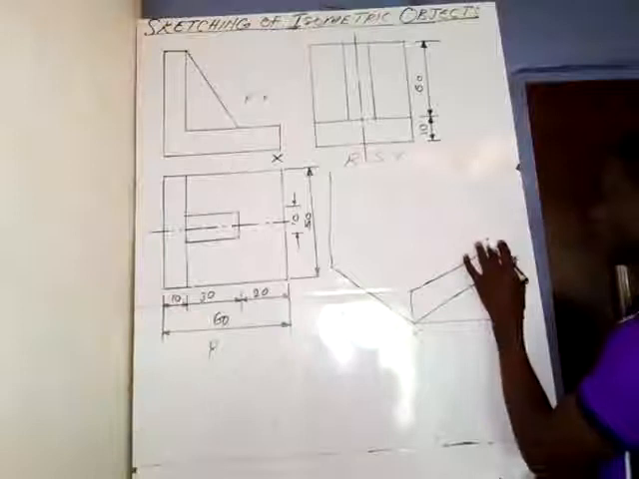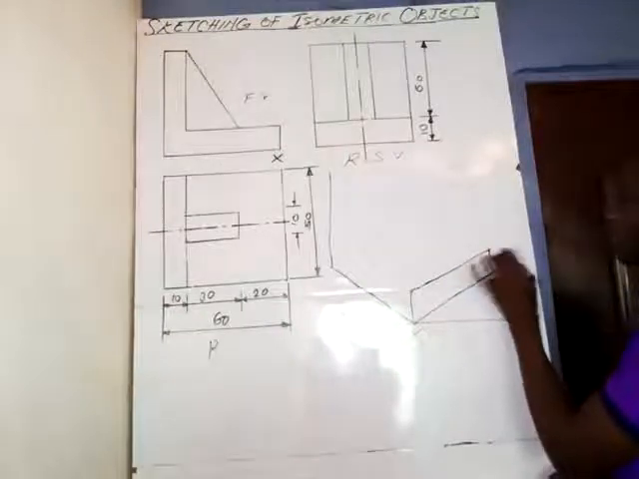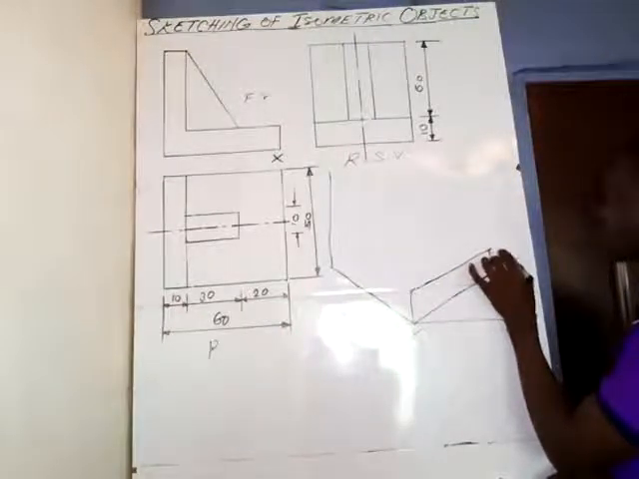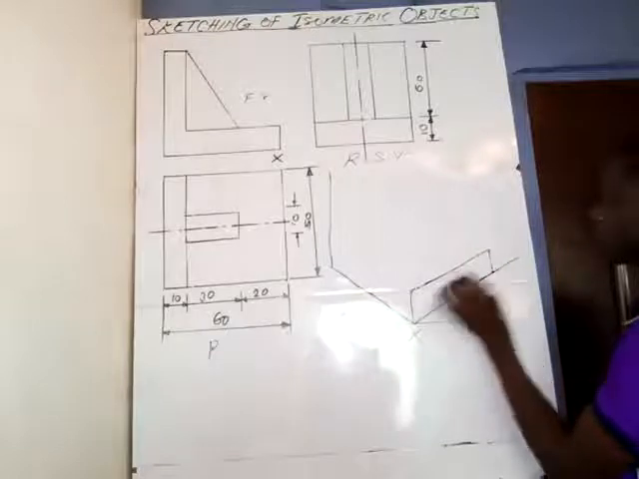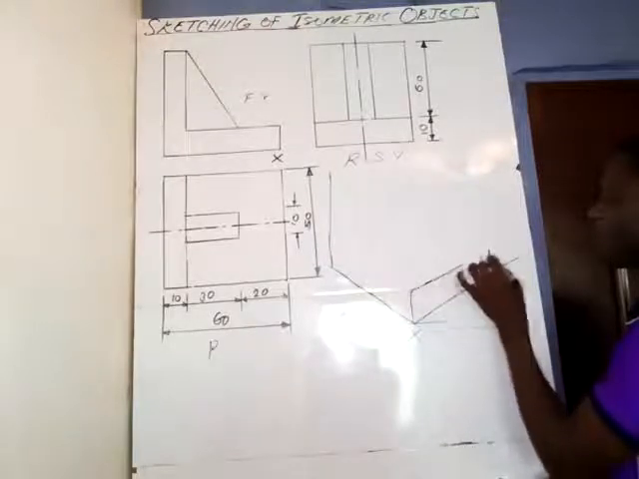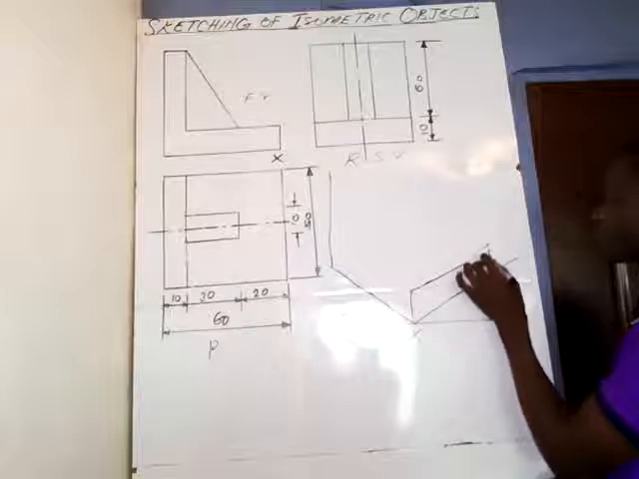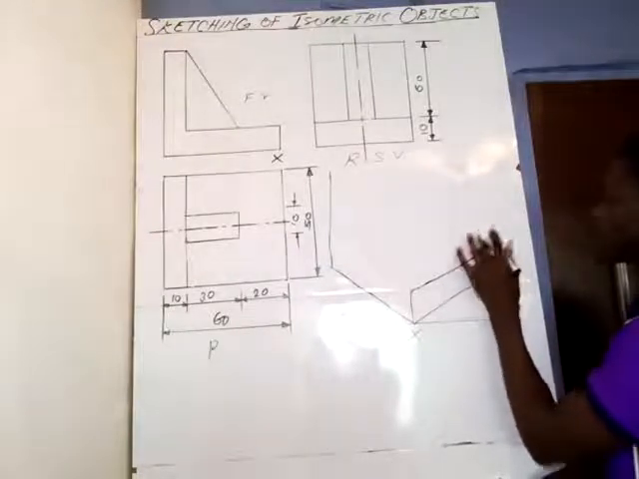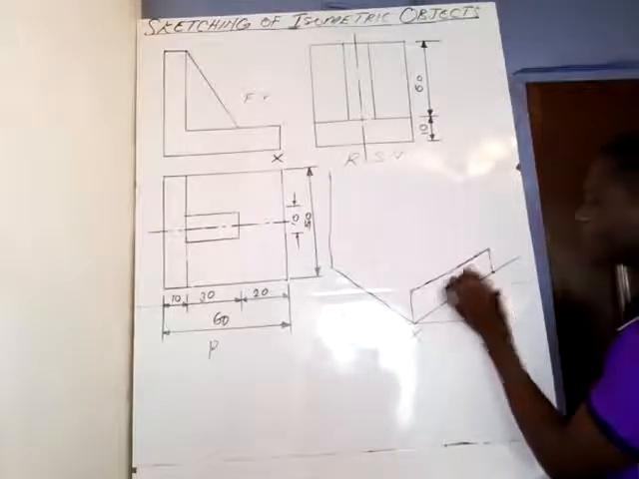Actually, we do freehand sketching with three things: the drawing paper, the pencil, and our eraser. Those are the materials that we use for the sketching of objects in technical drawing.